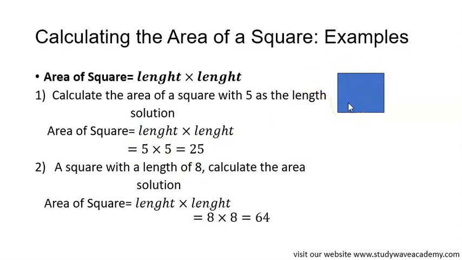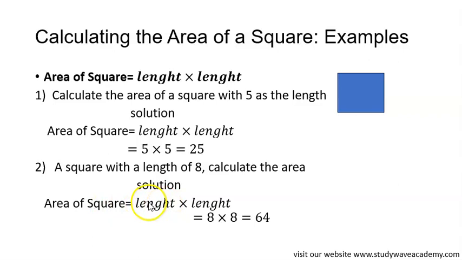Do we understand? Let's look at another example. A square with a length of 8. Calculate the area. We are looking for the square. The length is 8. Here is 8. Here is 8. Here is 8. Here is 8. But we are looking for the area. And the formula says it is length times length, right?